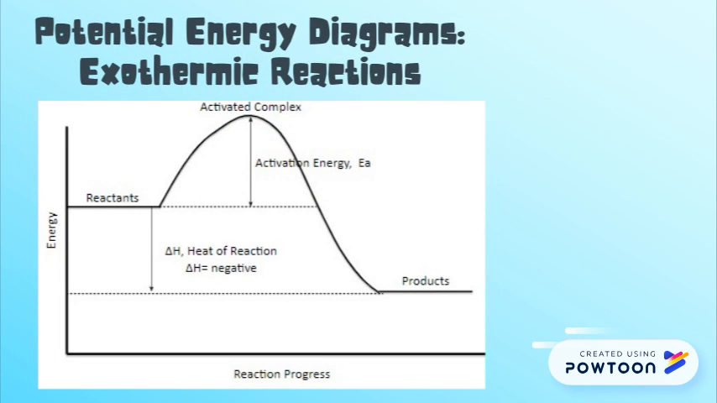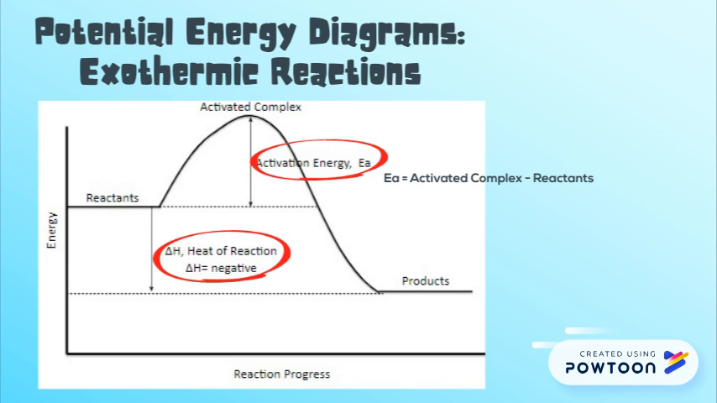We can make two other measurements with these diagrams. One is our activation energy, the energy needed to start our reaction. To calculate this value, we subtract the energy of the activated complex from our reactants. The other value we can determine is the heat of the reaction. To get this, we take the products minus the reactants.